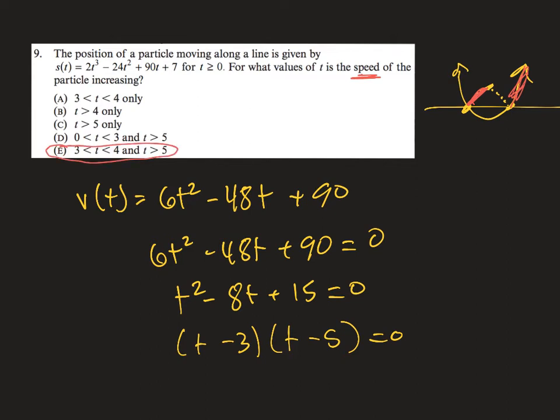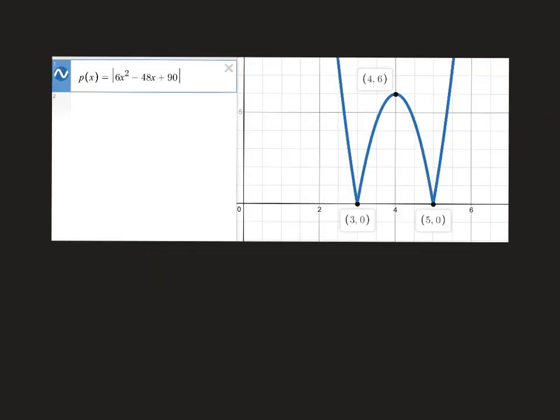On the next slide, I've got the actual graph instead of my chicken scratch here, so you can kind of see that we have it correct. But if you're not allowed to use a calculator, you got to go through the algebra. All right, let's take a quick look. As you can see here, I graphed the speed, which is the absolute value of the velocity, and sure enough, we had it right. This thing is increasing from 3 to 4 and greater than 5.